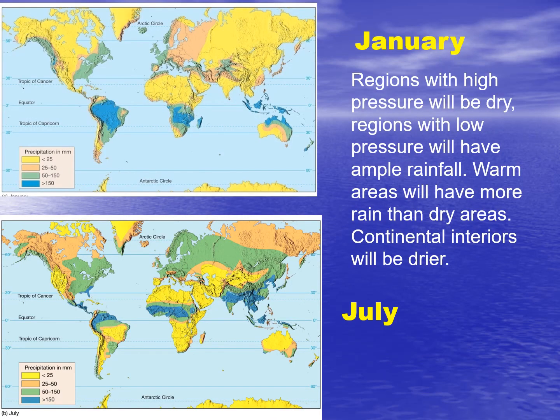And here we're basically looking at the difference between winter and summer and how your zones of precipitation can shift seasonally. So regions with high pressure will be dry, regions with low pressure will have ample rainfall, warm areas will have more rain than dry areas, and continental interiors will be drier.